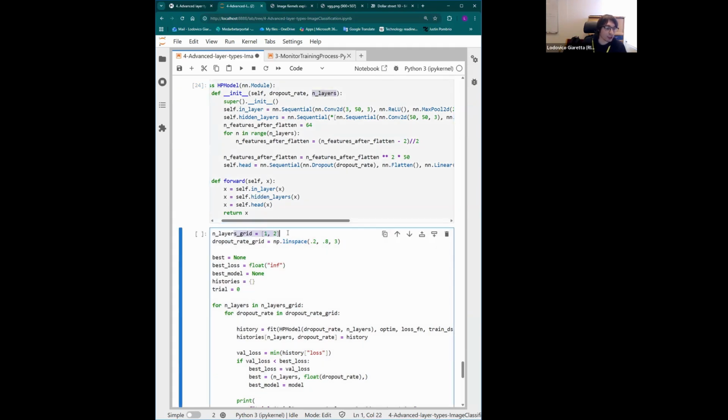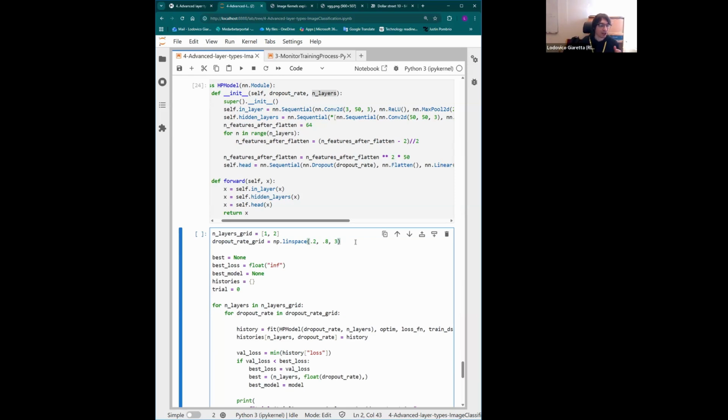So for example, we decide that the hidden layers should be either 1 or 2. We think these are good values. Maybe we want 1, maybe we want 2. We don't know which one is better. And for how much to drop out, we think somewhere between 20% and 80%. And let's say that we want to try 3 values in between. So this command will create a list which has 0.2, 0.5, and 0.8, because it's 3 values between 0.2 and 0.8, equally spaced.